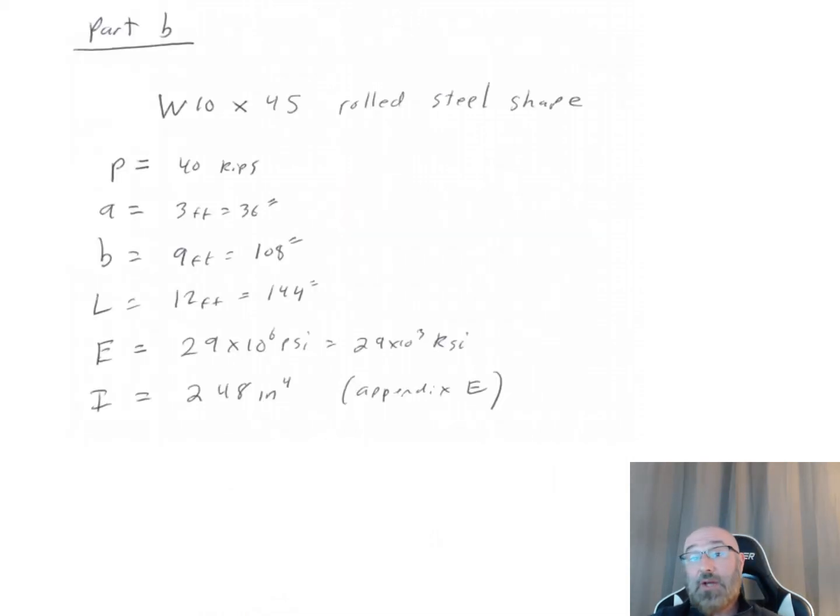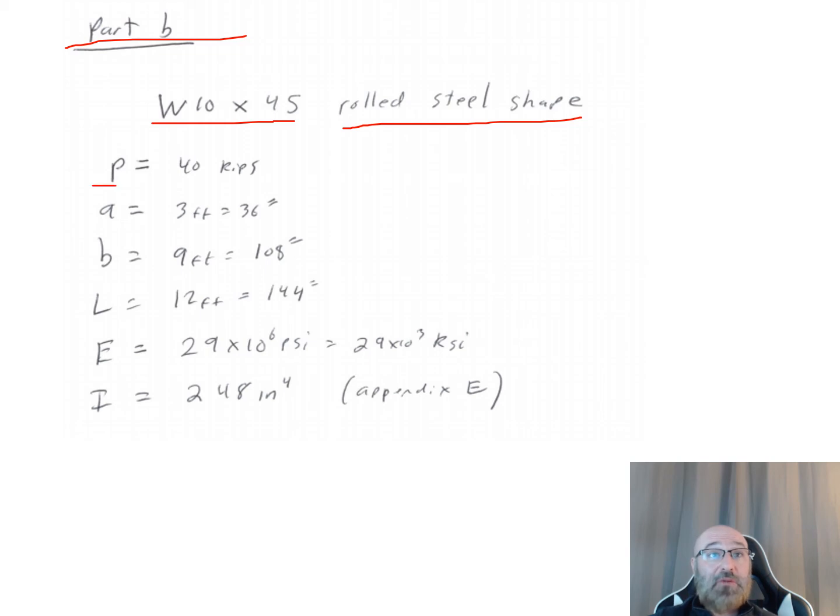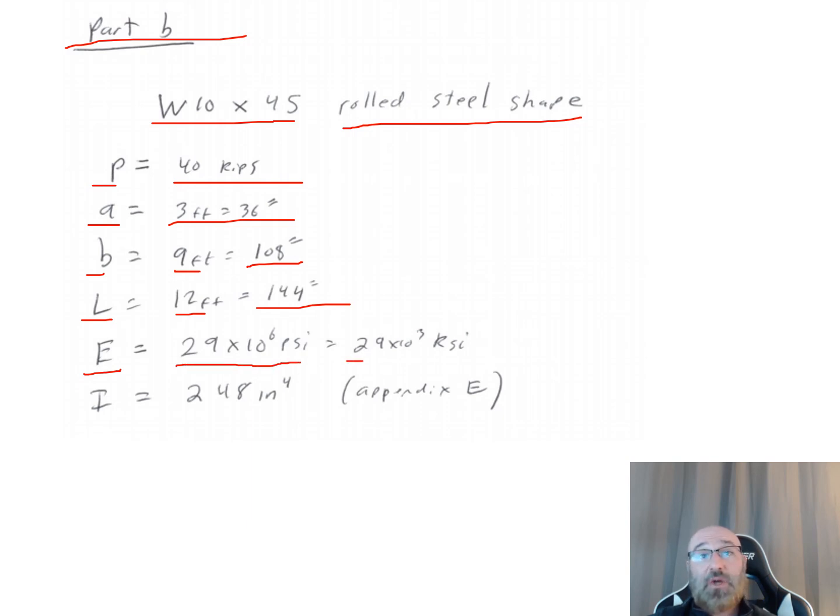So now that gave us our answer to part A of the problem. We need to find the strain energy in terms of the variables. Now for part B, they give us numeric values, and they tell us that we're dealing with a W10x45 rolled steel shape for our beam. We know that P is equal to 40 kips, a is equal to 3 feet or 36 inches, I'm converting to inches, b is equal to 9 feet or 108 inches, L is equal to 12 feet or 144 inches, and E is equal to 29 times 10 to the 6th psi, or 29 times 10 to the 3rd ksi, and our I is 248 inches to the 4th.